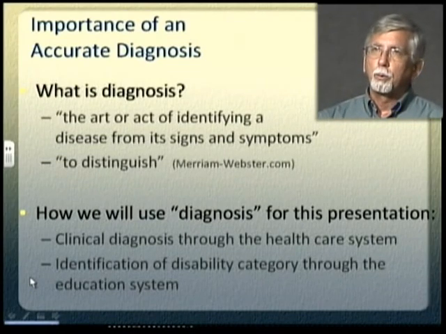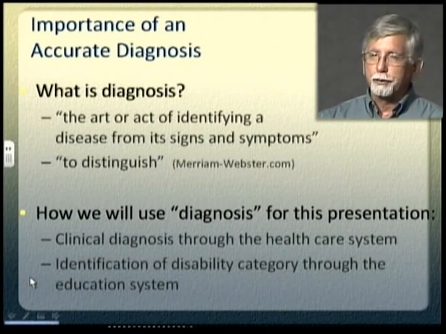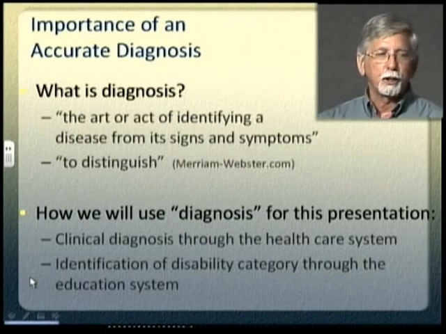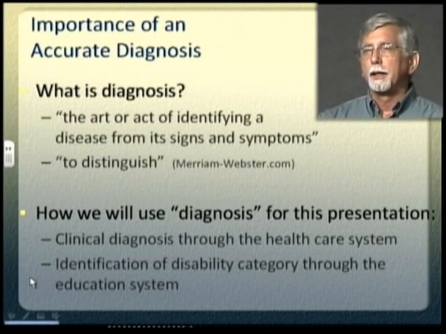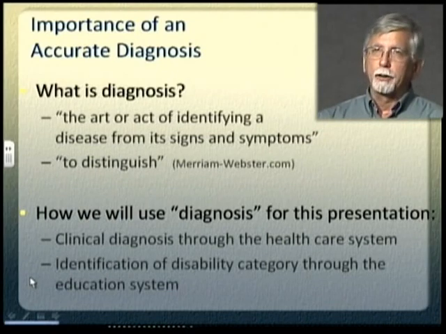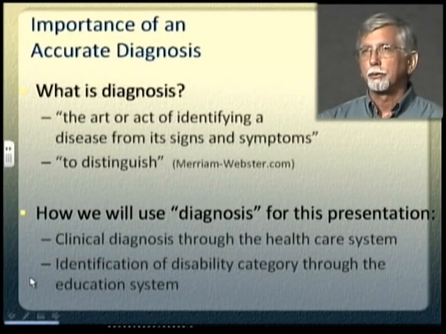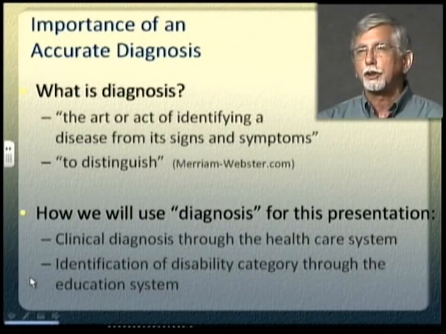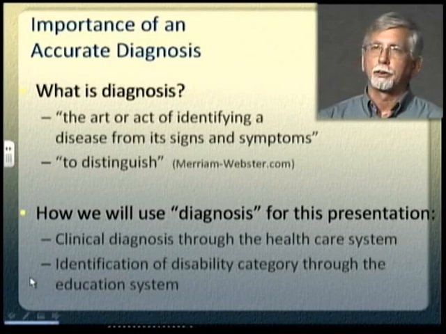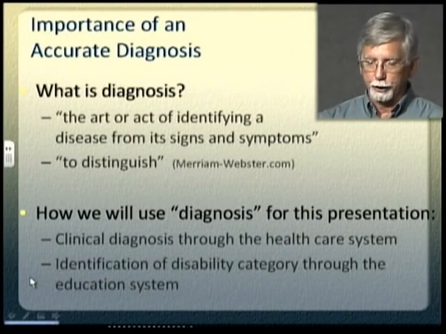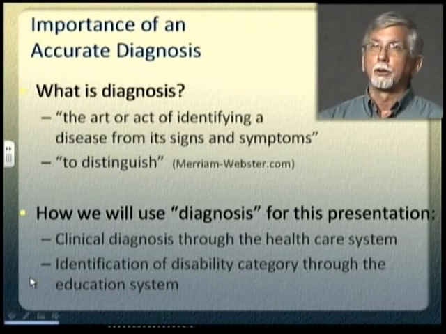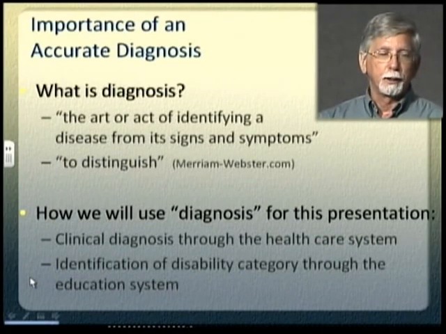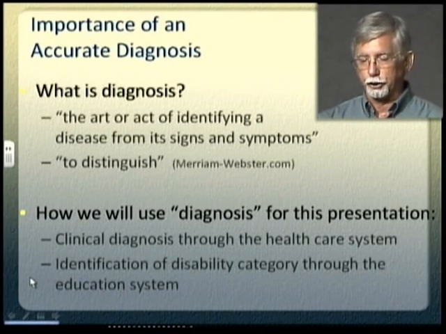We should think first about the question of really what constitutes a diagnosis. The dictionary definition talks about the art or act of identifying a disease from its signs and symptoms. This definition, I think, is a little bit less helpful for us, particularly in a school context. And I would go back to the original meaning of the word diagnosis. It comes from those words that meant to distinguish, that is, to distinguish one condition from another, one problem from another, and that's really what our task is with respect to diagnosing autism in an educational context. We will use the term diagnosis for this presentation to include both the clinical diagnosis that would happen through the healthcare system and the identification of disability category that happens through the education system.